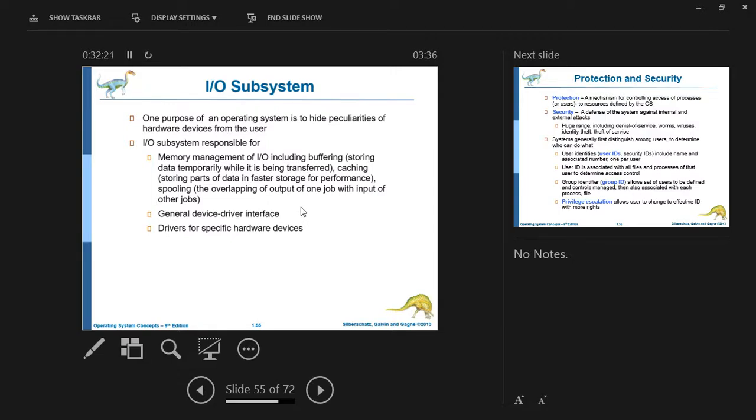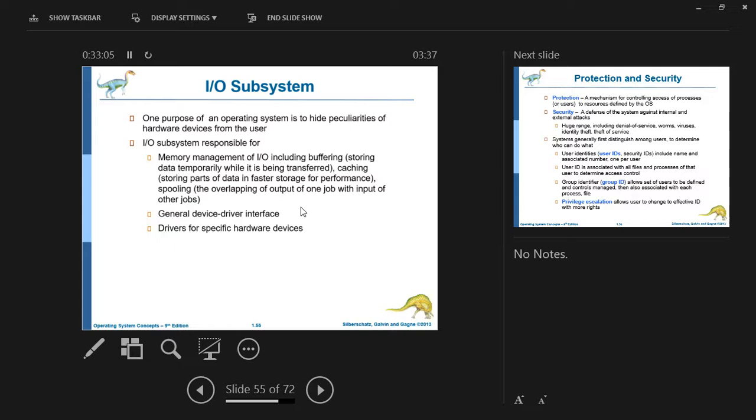IO subsystems: in IO you have different kinds of peripherals, right? You have input, a lot of input peripherals available. Now you can see how many peripherals are connected to my laptop, right? There are a good number of peripherals. These are all considered to be IO devices, right? One purpose of an operating system is to hide peculiarities of hardware devices from the user. The IO system is responsible for memory management of IO, including buffering, storing data temporarily while it is being transferred. Basically, when you are trying to watch something on YouTube, what happens? It is buffering at the same time it's getting played, right? So buffering is being done as part of the registers associated with that particular peripheral. Fine.